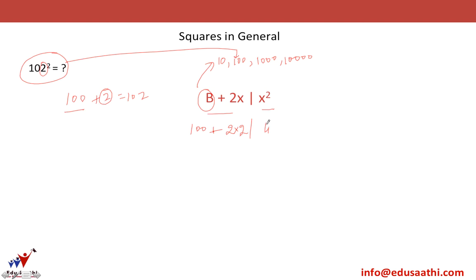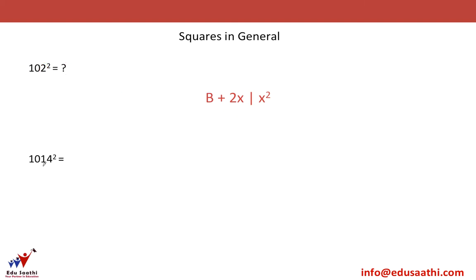2 square is 4. Now what you have to keep in mind is that the number of digits after this slash has to be equal to the number of zeros in the base. The number of zeros in this base 100 is 2. So I cannot write x square as 4. I will have to write x square as 04, 2 digits, because the number of zeros in 100 is 2. So what is my answer? I'll have 100 plus 2 into 2 is 4 slash 04. So the answer is going to be 10404.